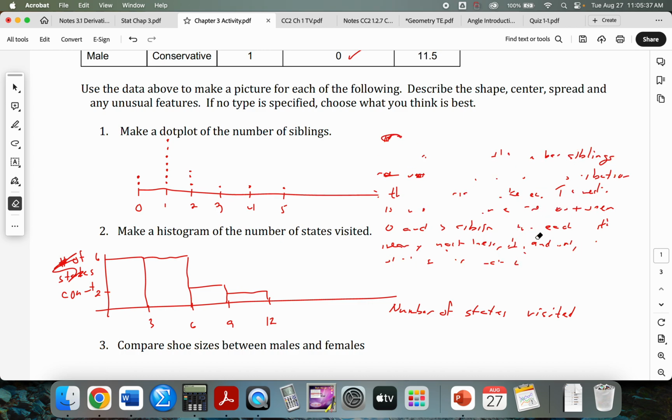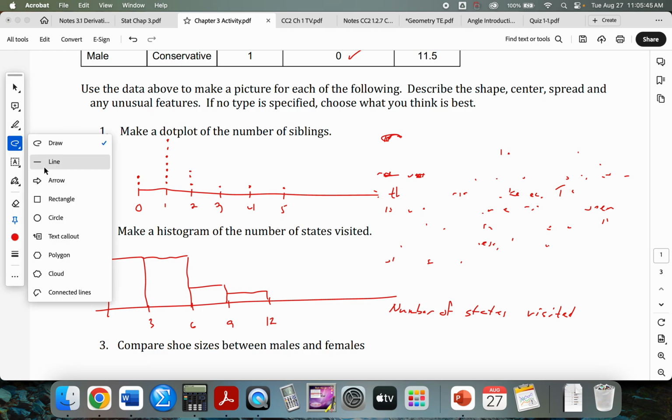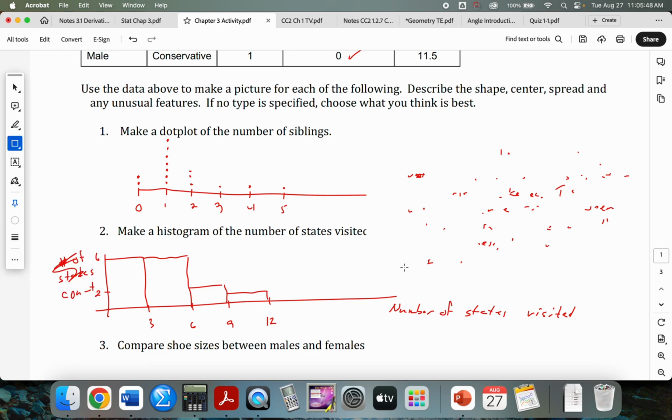I hate this eraser. I hate it so very much. You know what'll be easier? Put a white rectangle over it.